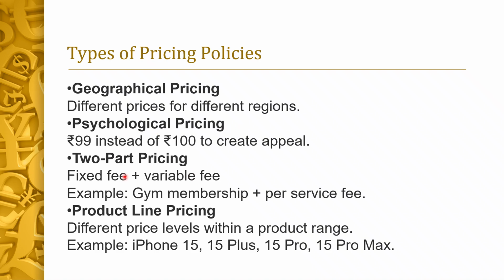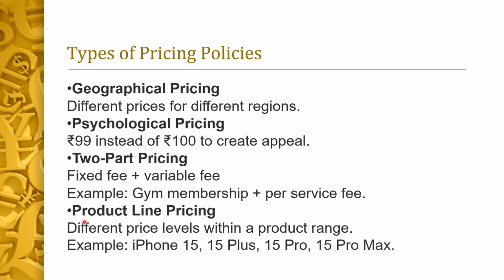Then there is two-part pricing. Here the prices are decided in two parts. The first one is a fixed fee and the other one is a variable fee, right? An example could be a gym membership plus a per-service fee, or a per-class fee. When we go to an amusement park, there is a fixed fee to enter the park, and then there are variable charges depending on whatever rides you take. Similarly, we have telecom plans. There is a fixed monthly rental, and then over and above that, how much data you are using. So this is called two-part pricing.